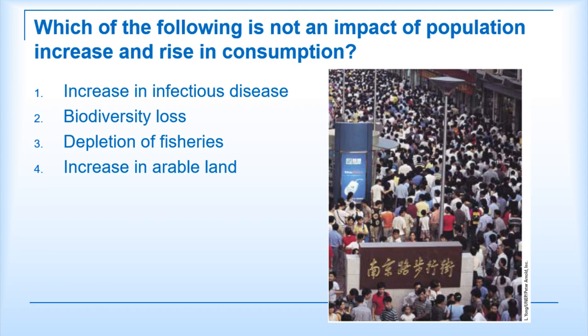Well, with more people living closer together, and density-dependent factors, we're going to have an increase in infectious disease. We also take up a huge amount of space and we eat a lot of stuff, and that puts pressure on our neighbors. Biodiversity loss, depletion of fisheries, we'll talk about all of these things in class. We do not, however, as we grow, get more land. What we've got is what we've got. In fact, not only are we simply taking up more space, which decreases arable land, we're degrading the land that we have, and so that also decreases the amount of arable land. So number 4 is the answer.